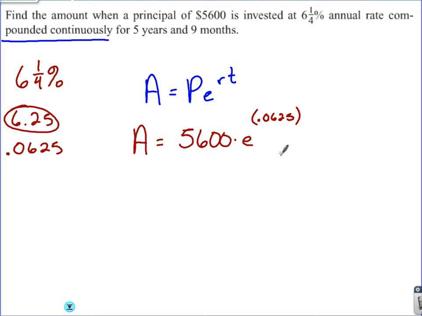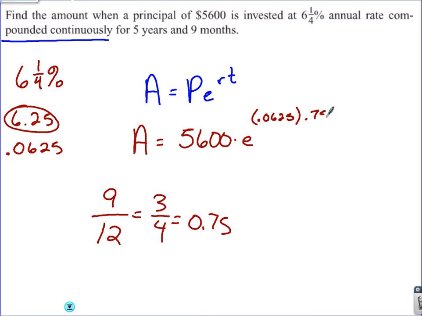Both of these formulas are built on years, not months. So we've got to somehow turn nine months into years. Well, 9 months is not a full year, but it's a fractional piece of a year, because there's 12 months in a whole year. So you're going to invest it for 9 out of 12 months, or 3/4 of a year, or to use your calculator, 0.75. So there's what you're typing in.